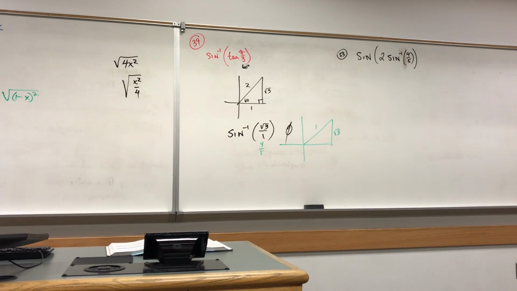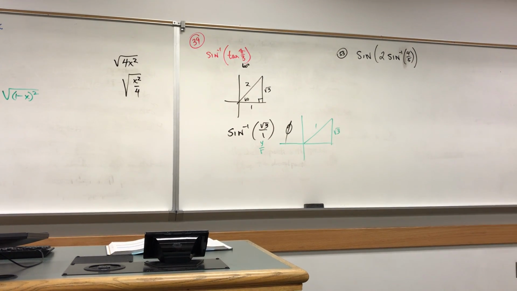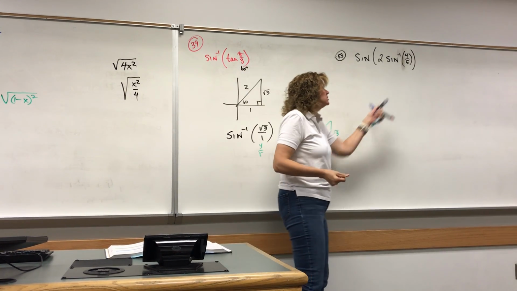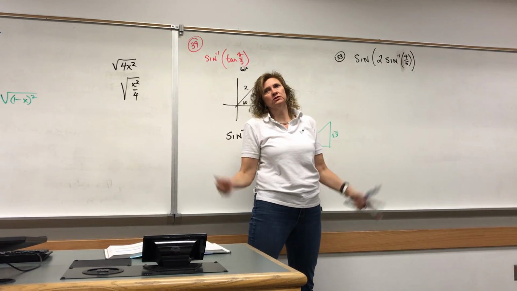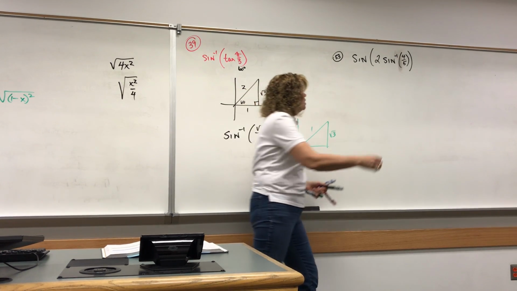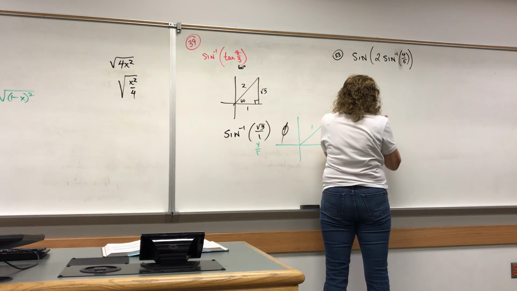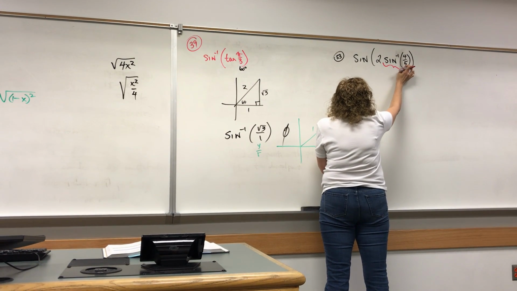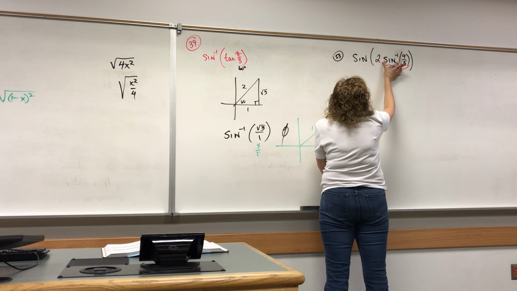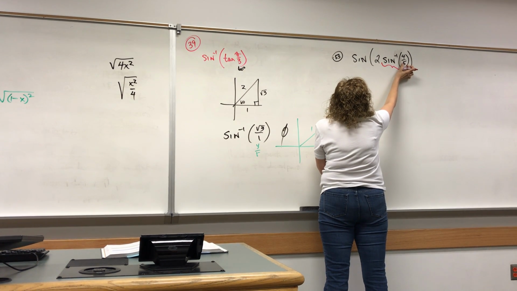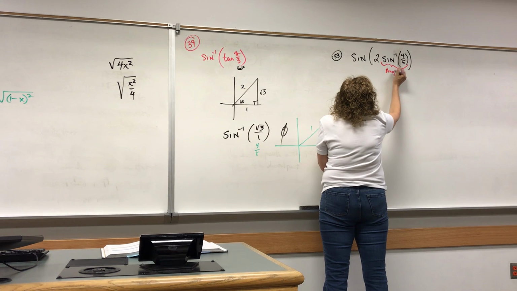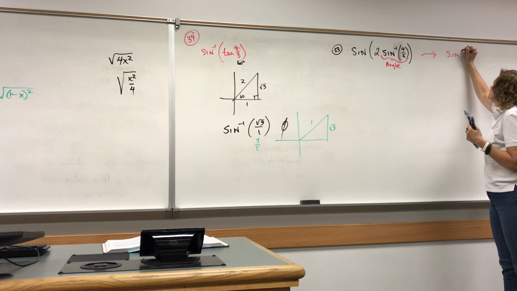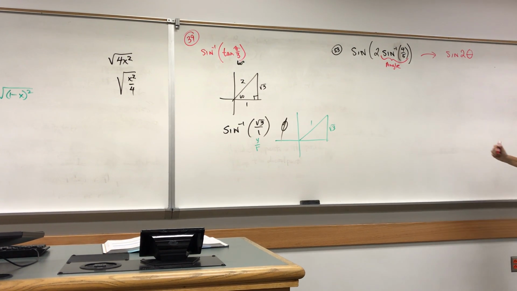You're looking at 2 times the inverse sine of 4/5, and you could possibly see 2 times 4/5 and say, oh, 8/5. Don't do that, okay? What does this represent? The 4/5 is the ratio, and when I take the inverse sine of the ratio, what do I get? An angle. So this is really representing the sine of 2 times some angle.